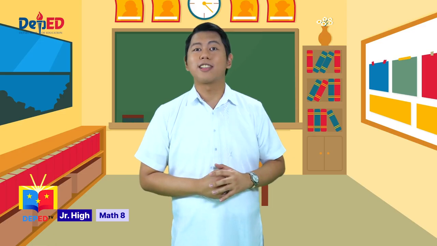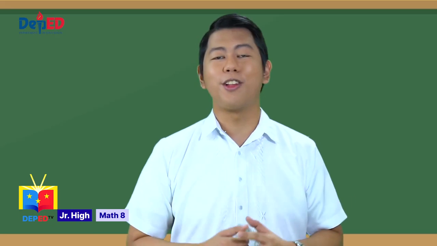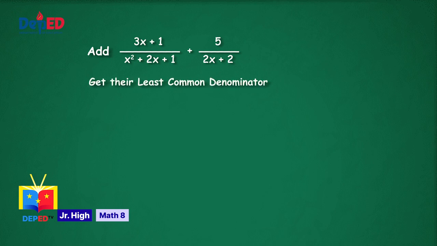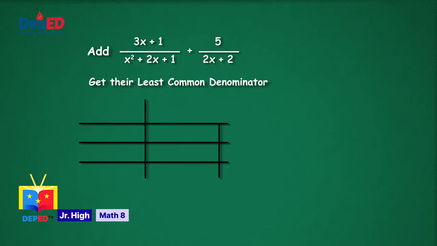Let us have another example showing addition of rational algebraic expressions with different denominators. Add 3x plus 1 all over x squared plus 2x plus 1 and 5 over 2x plus 2. Observe that these are not similar fractions because they do not have the same denominators. So, we will get their least common denominators by factoring them first and writing them in this table.